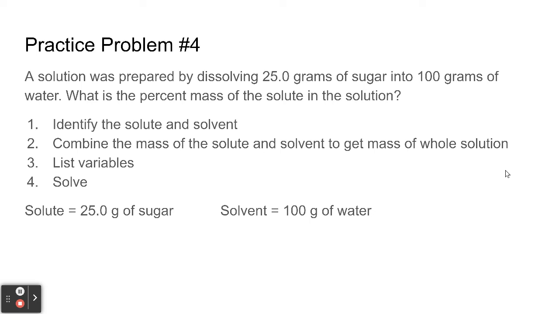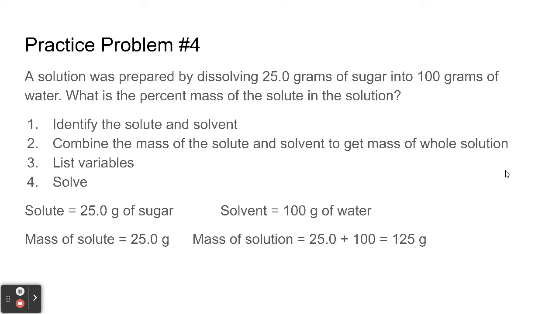Moving on to step 2, we see the question doesn't tell us the mass of the entire solution. We're going to have to deduce that ourselves. So I've kind of combined steps 2 and 3 here again. So our mass of our solute, 25 grams. Our mass of our entire solution would be our solute plus our solvent. So 25 grams for our solute, 100 grams for our solvent. 25 plus 100 means that the mass of our entire solution is 125 grams.